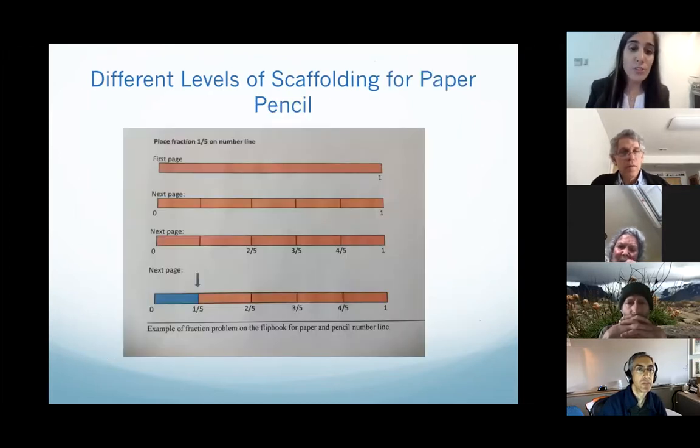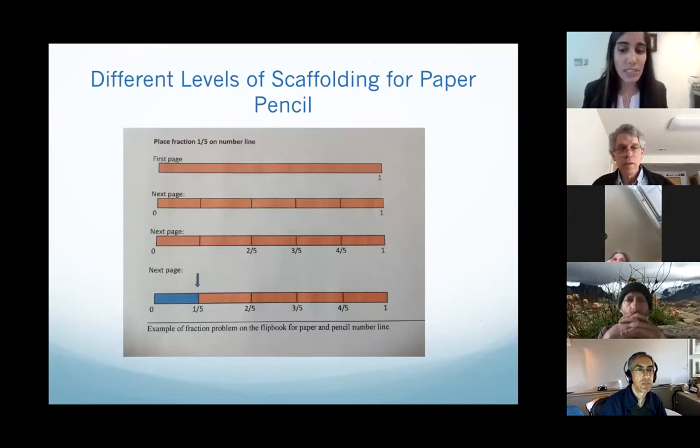I made my paper pencil version very similar, with the exact same scaffolds as Motion Math. So this is an example of the paper pencil version. For whatever reason, there's a typo here. Where it says first page, the 0 is supposed to be at the beginning of the number line.